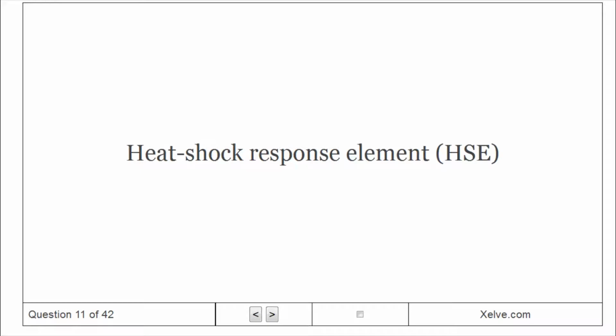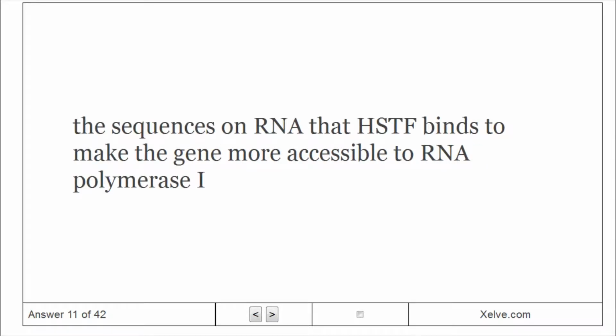Heat shock response element. The sequences on DNA that HSTF binds to make the gene more accessible to RNA polymerase II.